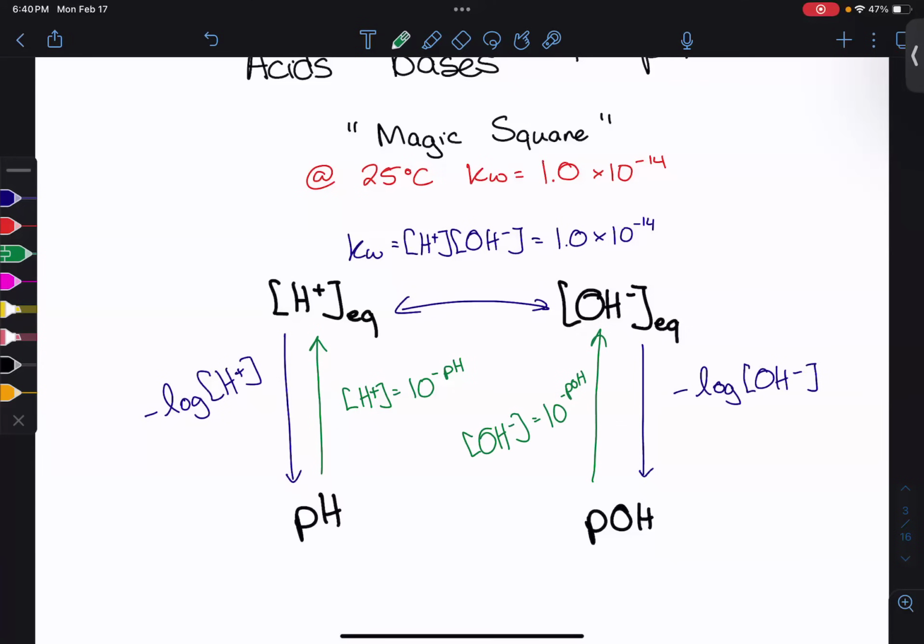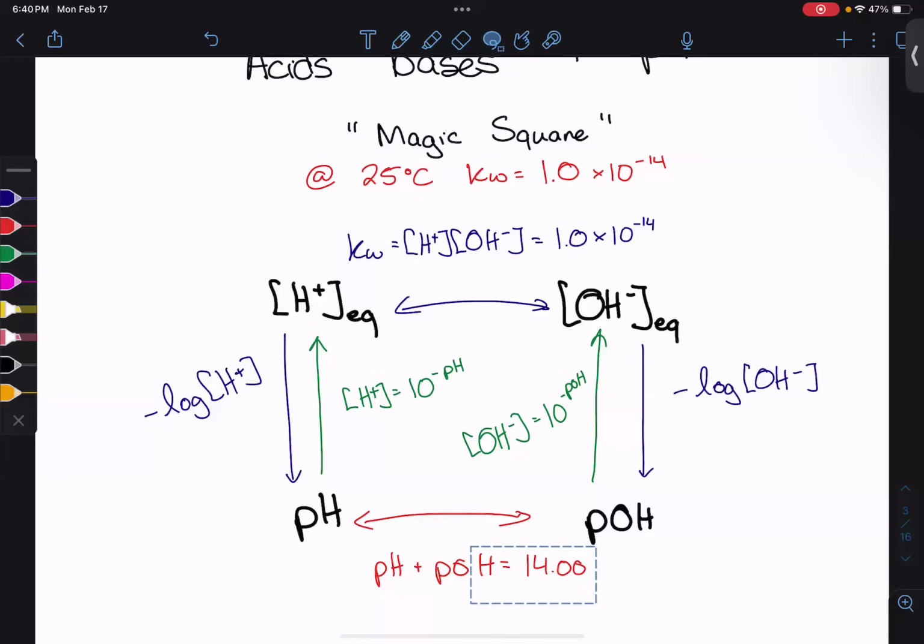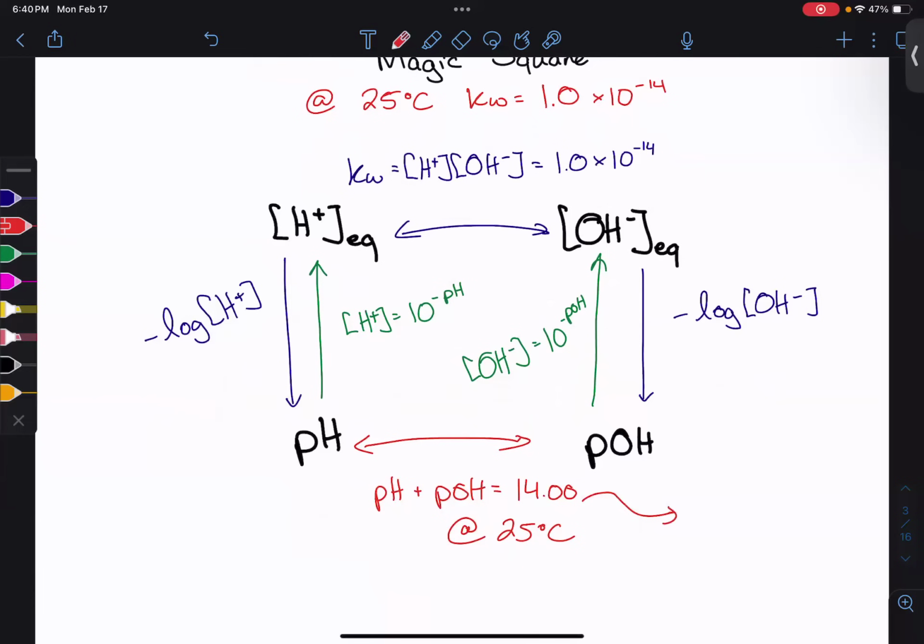Square is almost done. Because how are pH and pOH related? They add up to 14. pH plus pOH equals 14.00. But this is only good at what temperature? At 25 degrees Celsius. Why? Because that 14 is actually pKw. Right? So if you take negative log of 1 times 10 to the negative 14, it is 14. Right? So this relationship, pH plus pOH equals 14, is only good at 25 degrees Celsius.